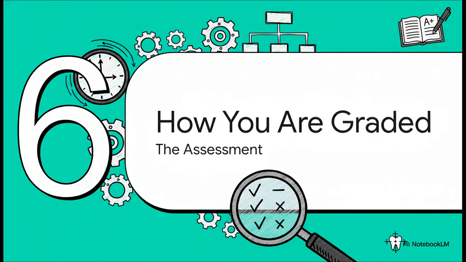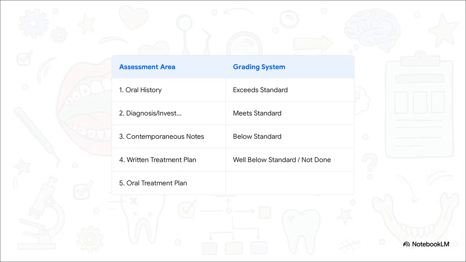So, you've made it through the 54 minutes. Phew! But how is it all marked? Let's break down the assessment criteria so you know exactly what the examiners are looking for. Your performance gets broken down into 5 core areas, from that initial oral history all the way to your final oral presentation. And for each of these areas, the examiners use a 4-point grading scale: exceed standard, meet standard, below standard, or well below standard.